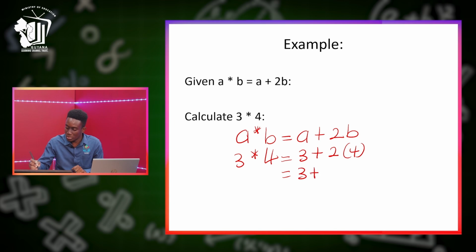So 3 plus 2 times 4 is 8. So 3 plus 8 would give us 11. So we can say 3 asterisk 4 is equal to 11. And that is as simple as that. That is how we simplify binary operation. So let's move on to another example.